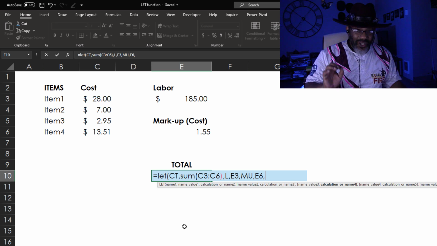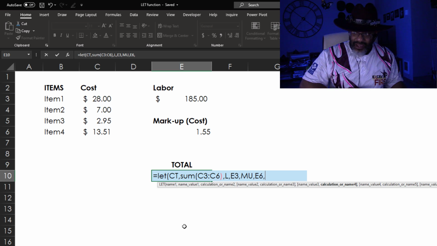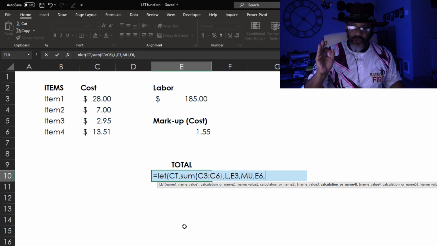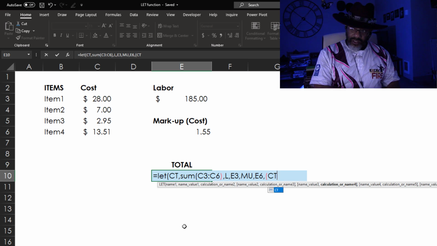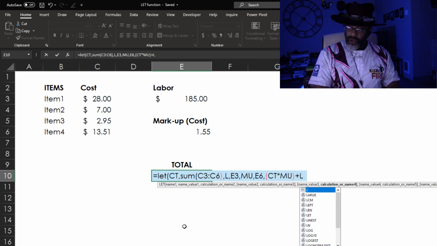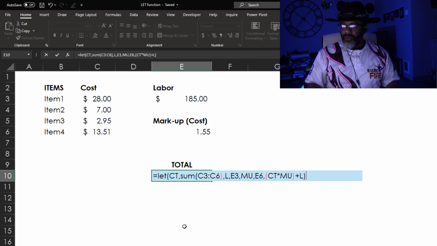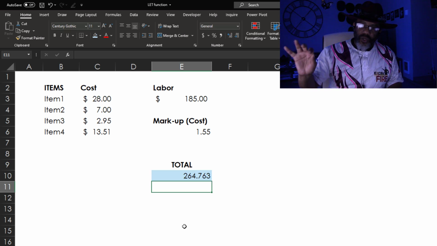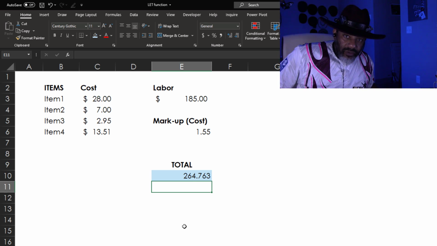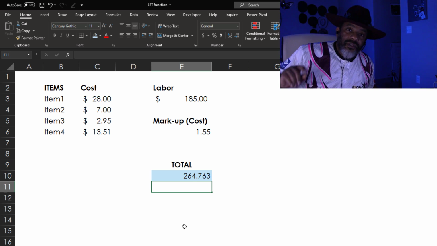Now I can do a calculation or a fourth name. Now we're ready to do the calculation. The calculation should be open parentheses CT times MU close parentheses plus L close parentheses. Enter. That is the total cost of whatever work is being done here. Now let's move on to more complex, more real-world examples.